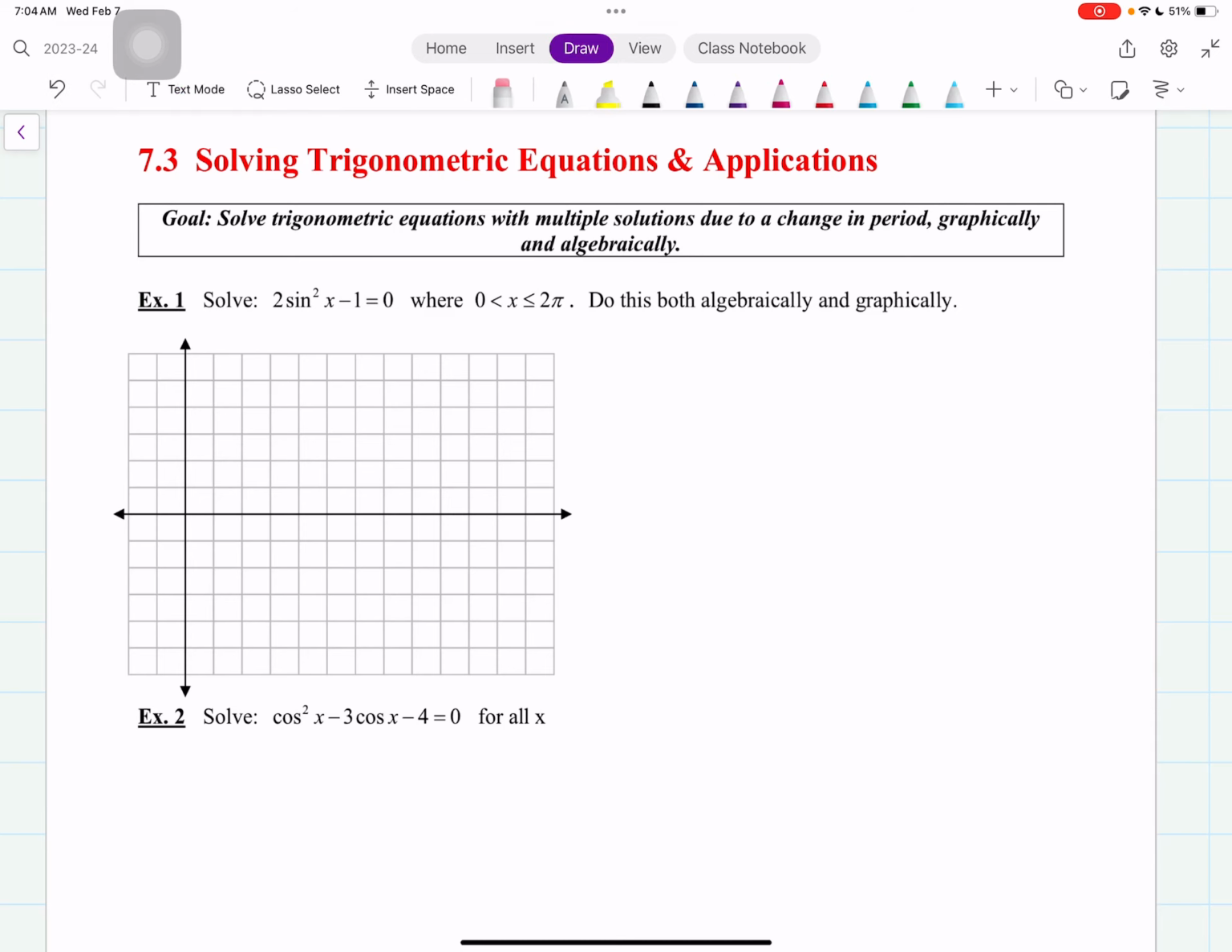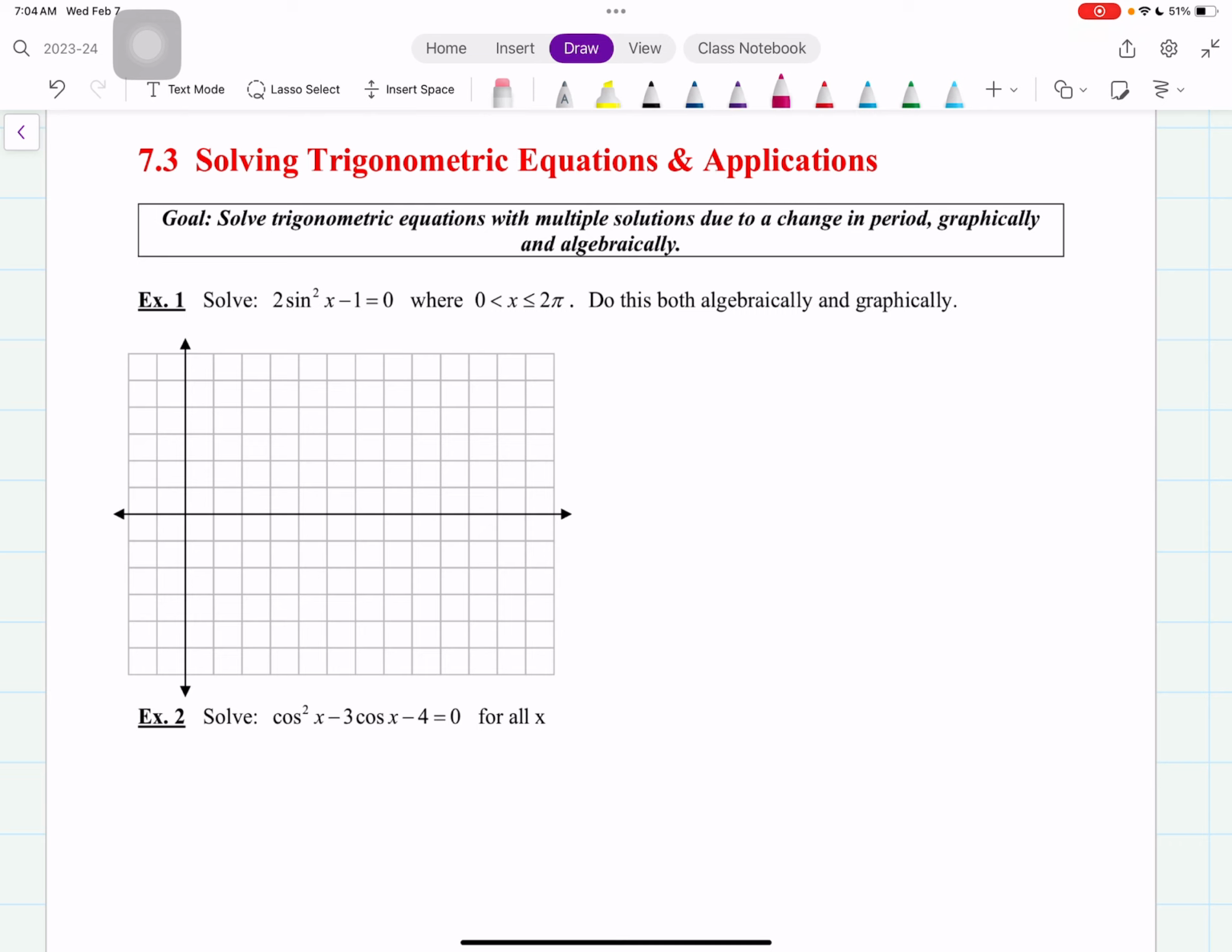We are going to get into Lesson 3 in Unit 7 in AP Pre-Calc and go over how to solve trig equations using the inverses that we learned in the last section. So we're going to be using inverse sine, inverse cosine, and inverse tangent and apply the restrictions that we talked about in the previous lesson. We're going to do this both algebraically and graphically to put the two concepts together.